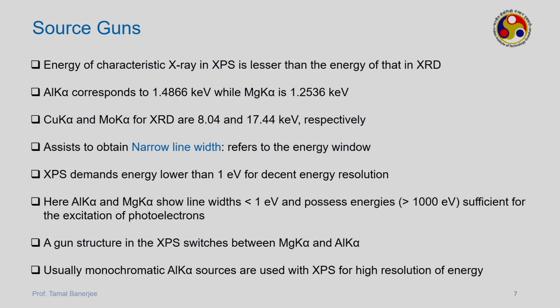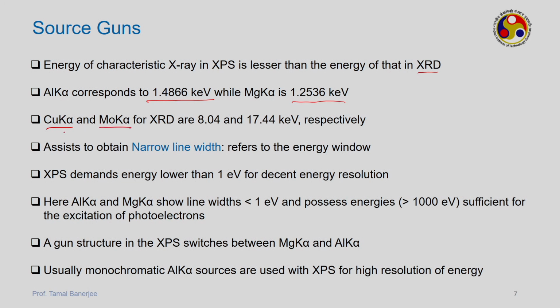The energy of the characteristic X-ray in XPS is lesser than that in XRD. There is a reason for that. For example, the K alpha line for aluminum corresponds to this much kilo electron volt, for magnesium it is this much. While the corresponding X-ray lines in case of XRD, those who have read X-ray diffraction must be aware, they use copper or molybdenum, because this will give a resolution close to a nanometer order. That is why they use copper K alpha, molybdenum K alpha.